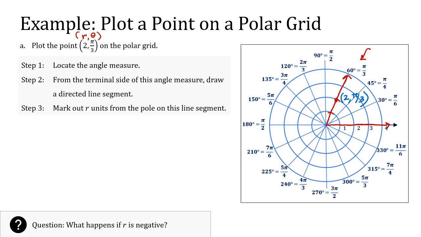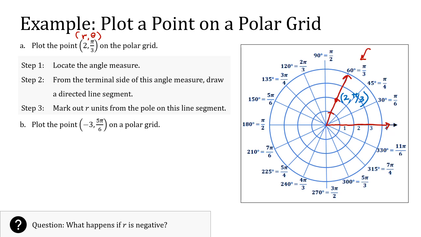Now, what happens if r is negative? For example, in part B, it says to plot the point negative 3 comma 5 pi over 6. If r is negative, then the directed line segment that we've drawn will actually be drawn in the opposite direction as the given angle. And that's where the ordered pair can be plotted. So let's take a look at this one.